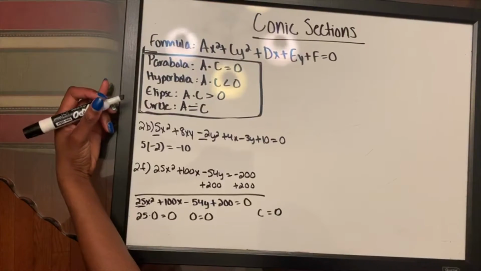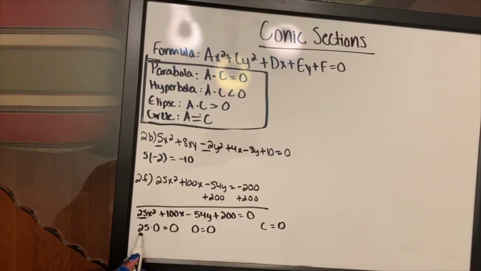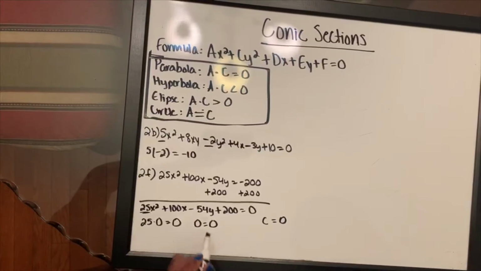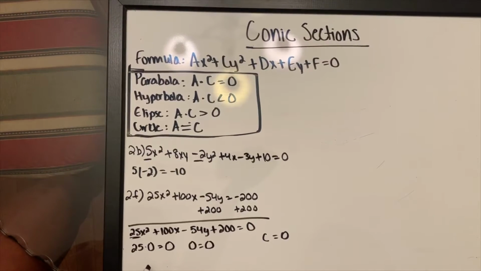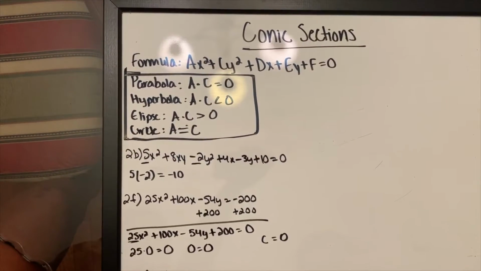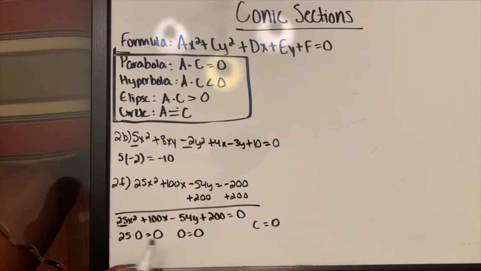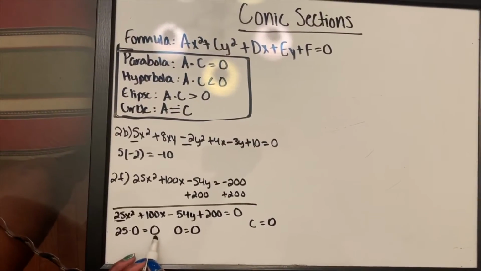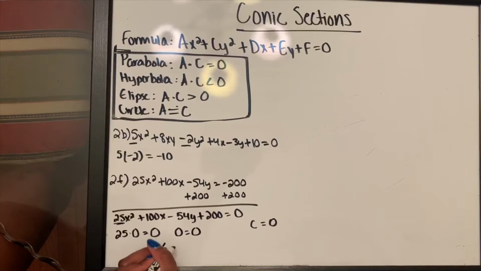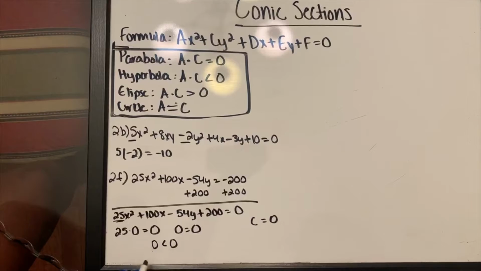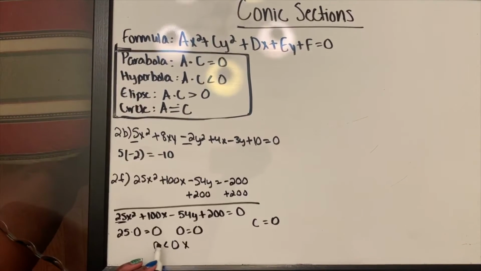To determine if it's a parabola, A and C would be multiplied together, and as you can tell from here, it equals 0. Next we're looking for the hyperbola. A times C has to be less than 0. We did A times C over here, which is equal to 0. So it's saying that 0 is less than 0, which is not right. So this would not be a hyperbola.